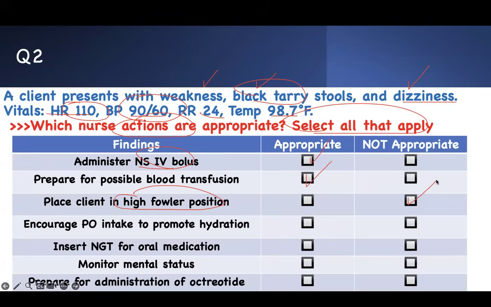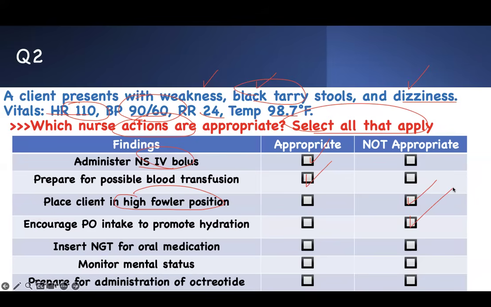Not appropriate: encourage PO intake to promote hydration. Somebody will pick this answer. Once again, somebody will pick this answer because they see hydration. But go back to the content, test-taking strategy. Look at the content and say, I'm in shock. Do you want this patient to be drinking? Negative.